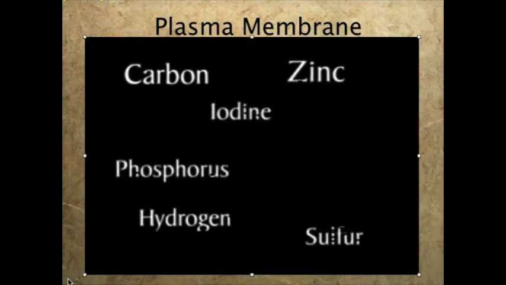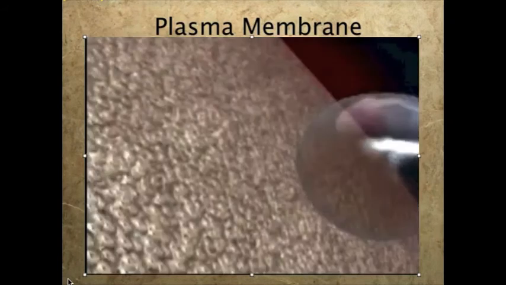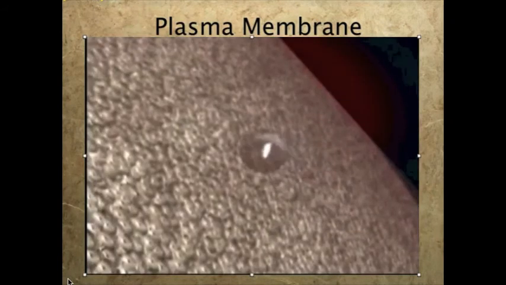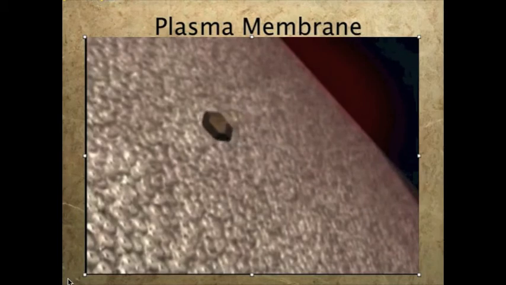In order for the cell to survive, many different materials must be able to cross the plasma membrane. When water passes through a cell's membrane, the type of diffusion is called osmosis. When solute particles pass through a cell's membrane, the type of diffusion is called dialysis.